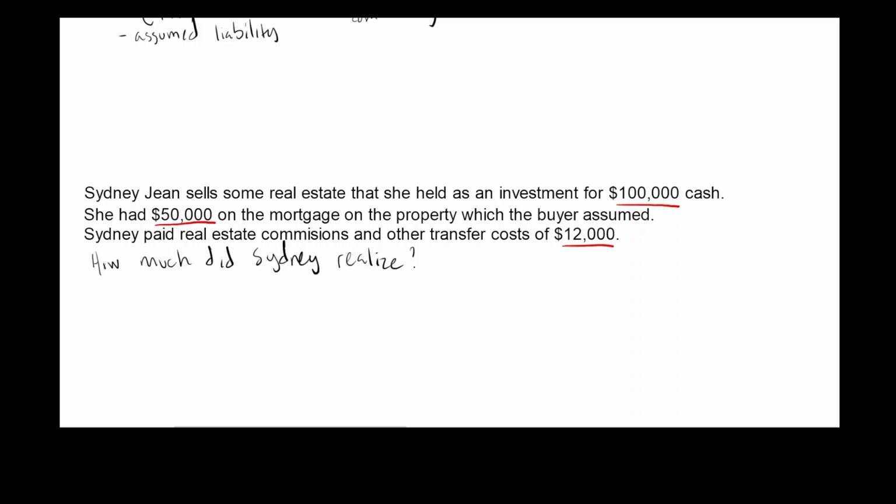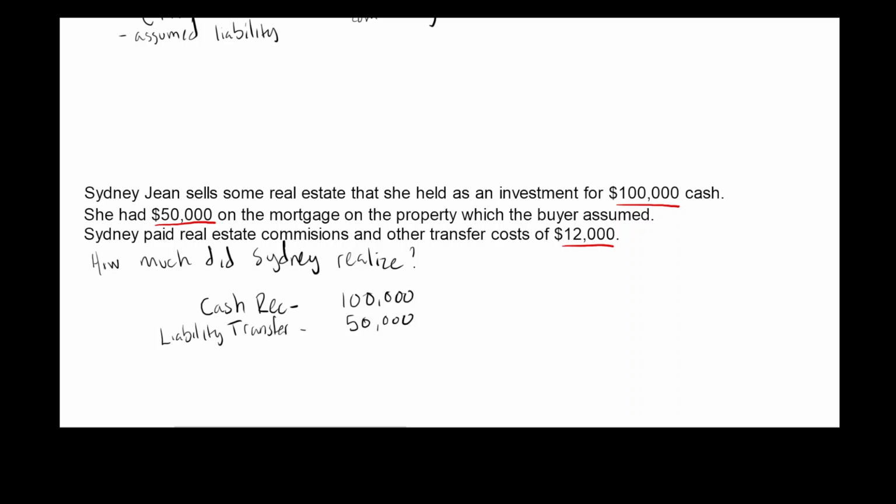In this particular case, Sydney realizes this. The first line item is going to be cash received. She received cash of $100,000. The next item is going to be any liabilities that were transferred. And remember, she did transfer over that $50,000. So that's that.